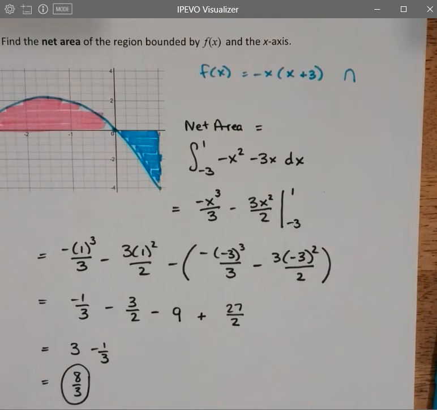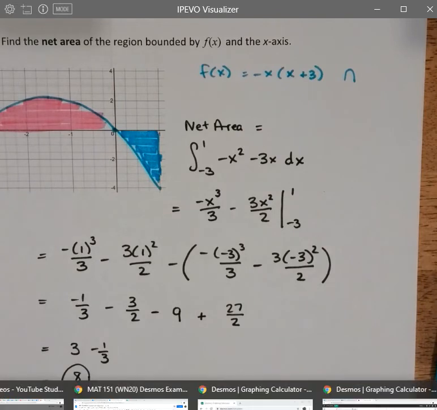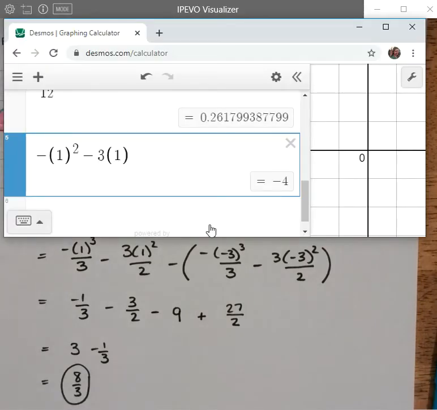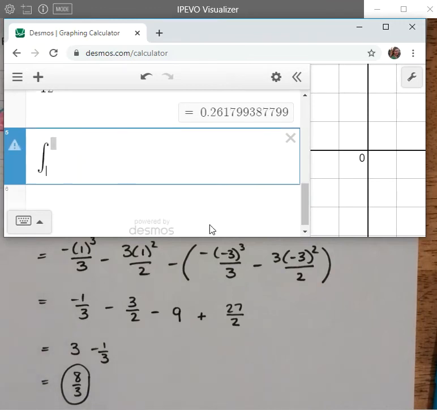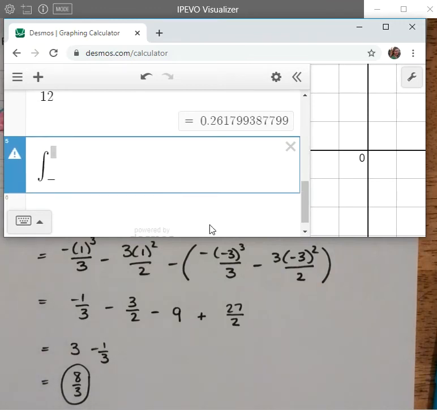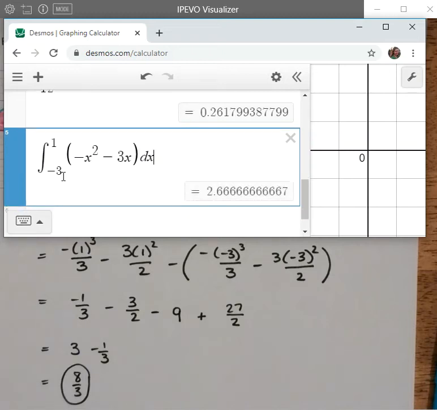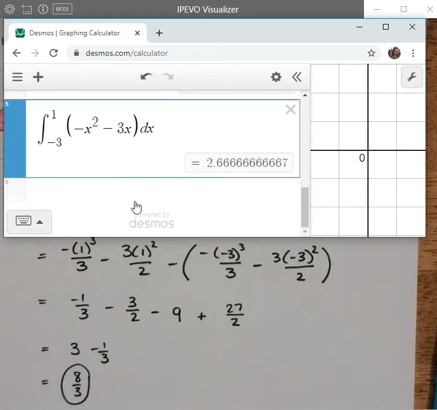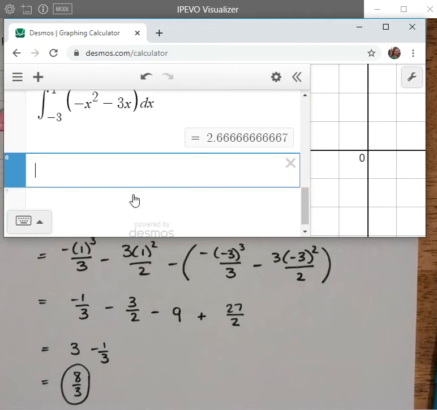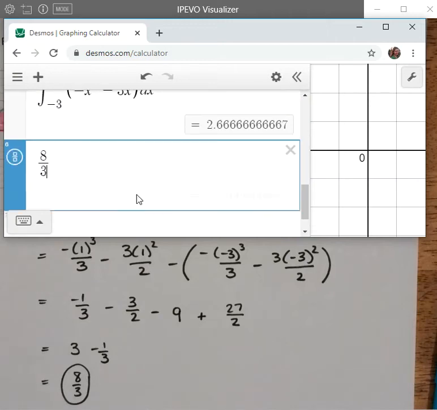So let's go ahead and check that one, and then on the next page, I believe we're going to be asked about total area. So we want to check that the integral from negative 3 to 1 of negative x squared minus 3x dx is 8 thirds. It's not allowing me to do a fraction. It doesn't always. It's just a matter of how it's computed, but that is 8 thirds. So good. That is our net area. All right.